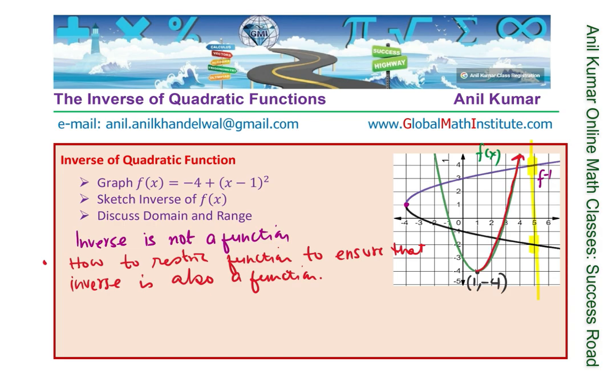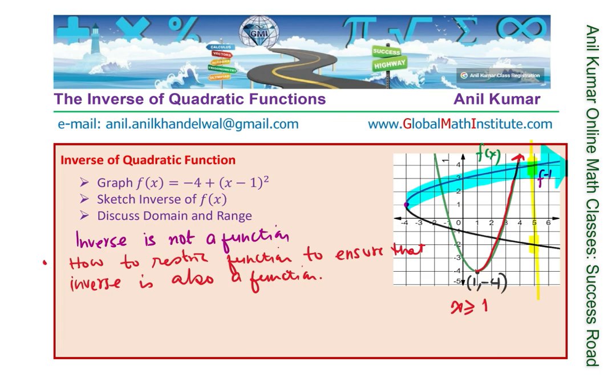So if I consider that x is always greater than or equal to 1, and I restrict the domain to x greater than or equal to 1, then we are looking at only the right side of the parabola, correct? And so the inverse will be the upper side of the parabola opening right. Do you see that? And that will ensure that the inverse is a function. So you get the idea.